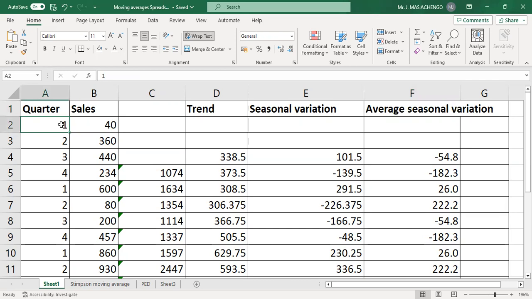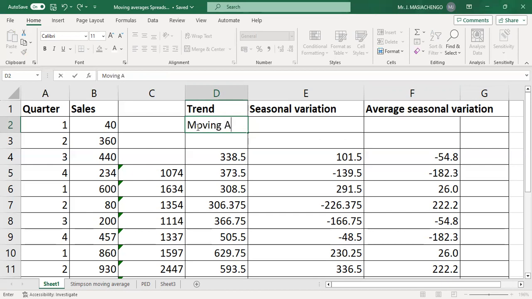So this is a 4-point moving average. Why? You can see it's Q1, Q2, Q3, Q4. It starts again, Q1, Q2, Q3, Q4. So this is a 4-point moving average. Okay, so this one is the moving average in simple terms. We call it the moving average. Okay, so let's see how they calculate this one.